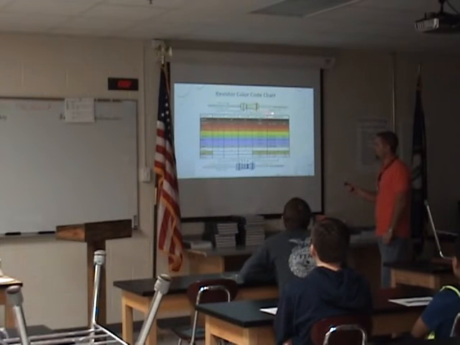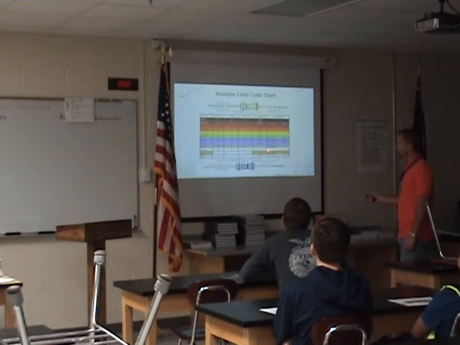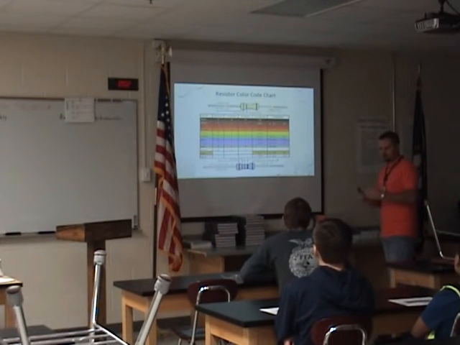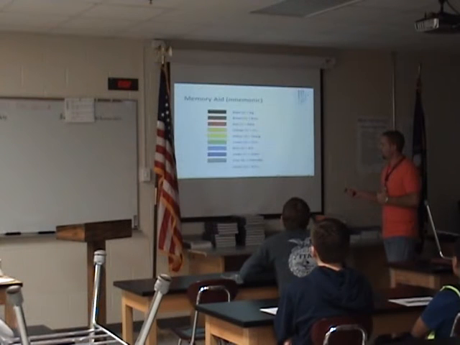Gold is my tolerance band. Okay? Gold is worth what, Trent? 5%. So that means 56,000 plus or minus 5% is the tolerance that resistor must be within. If it's not, that is a bad resistor. Okay? All right, let's move on.